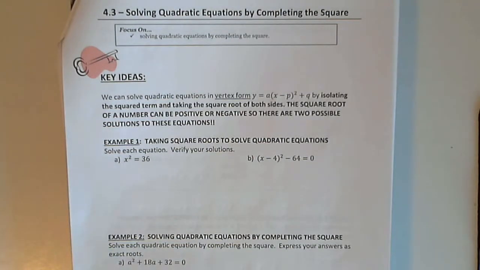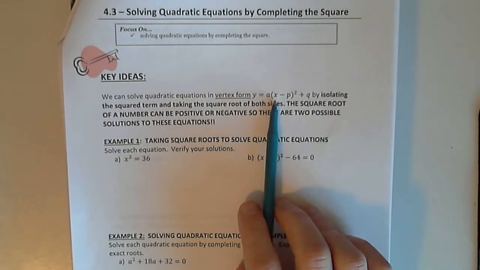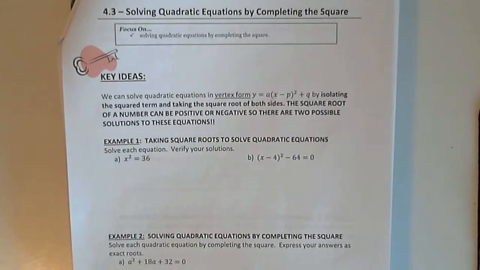Okay, 4.3, solving quadratic equations by completing the square. This is actually going to be a really easy and a really short unit. We kind of already talked about it right before the last unit test, that you can solve for what x value, given a y value, would make that true. You can actually answer those questions from vertex form. Remember, you cannot do that from standard form.